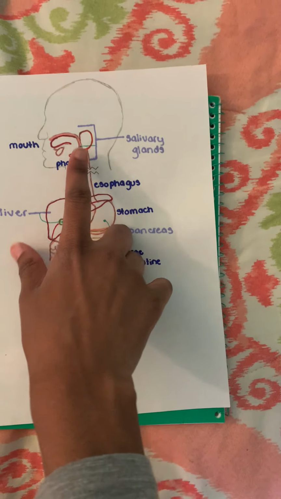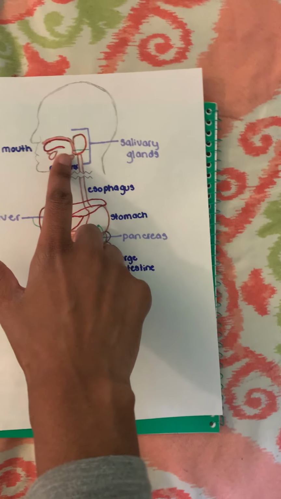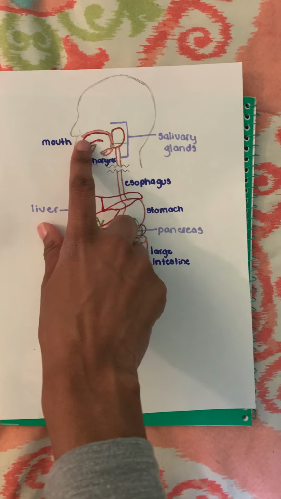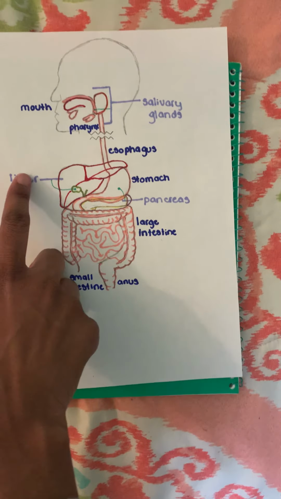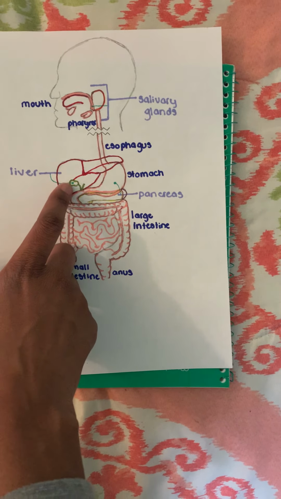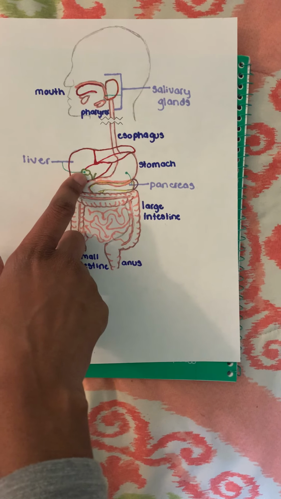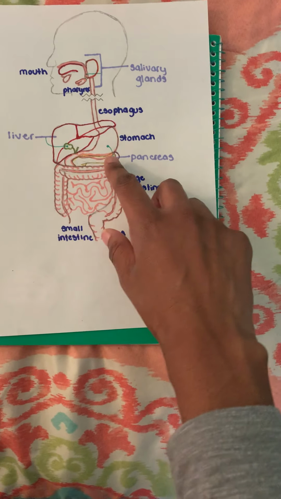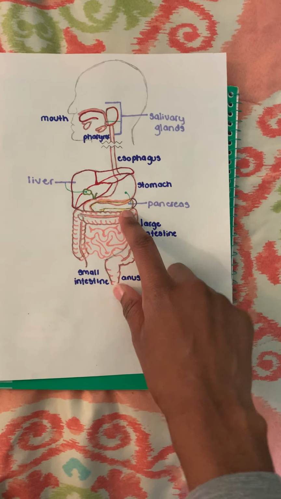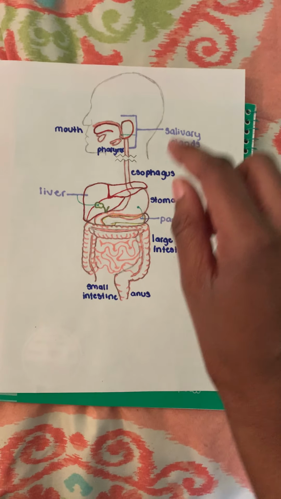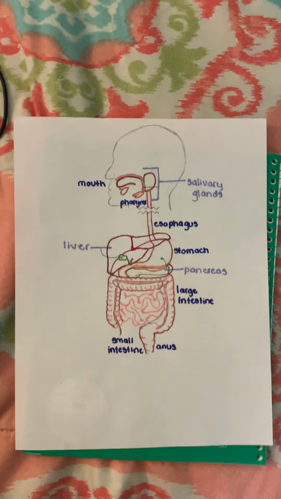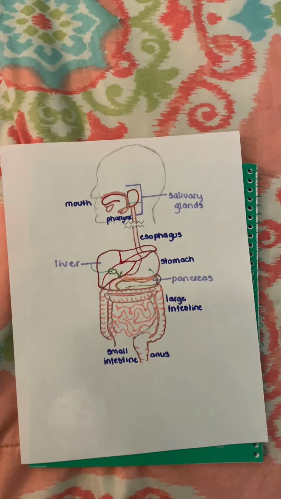So up here we have the salivary glands, which is 1, 2, 3, and then they secrete into the oral cavity, like I said, which is the pink part, or the mouth. Then we have the liver here, which is the big red thing. It secretes and stores its bile right here in the gallbladder. And then we have the pancreas, which secretes into the stomach.